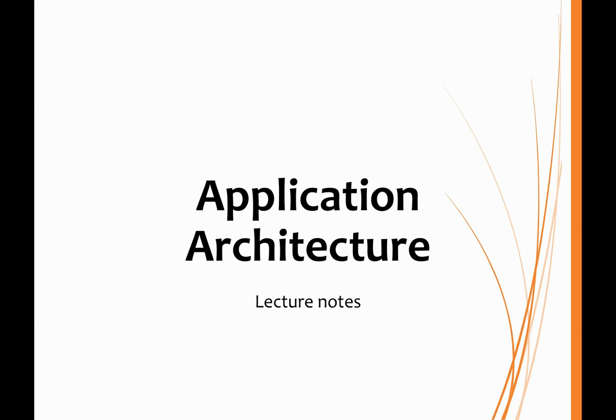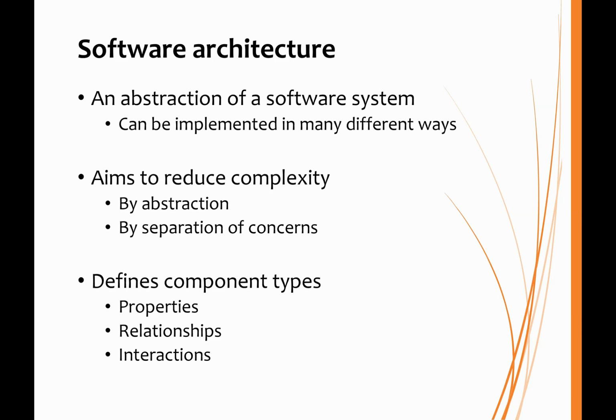In this video, we're going to look at the general topic of application architecture, and in a later video, we'll apply it to Spring Boot. In general, software architecture is an abstraction of a software system that can then be implemented in many different ways. Now, the point of abstraction is to reduce complexity, and architecture also helps us to get a clean separation of responsibilities. As we do this, we are going to define component types with their various properties, relationships, and interactions.